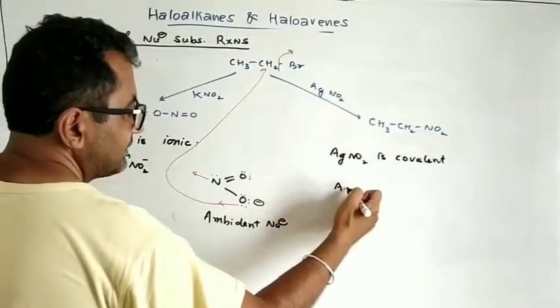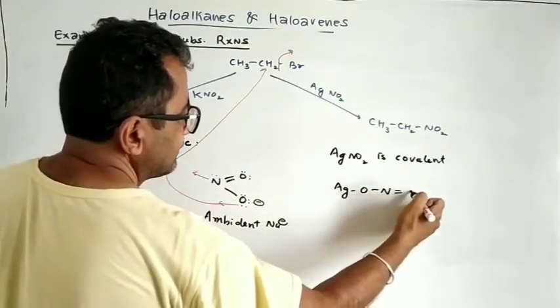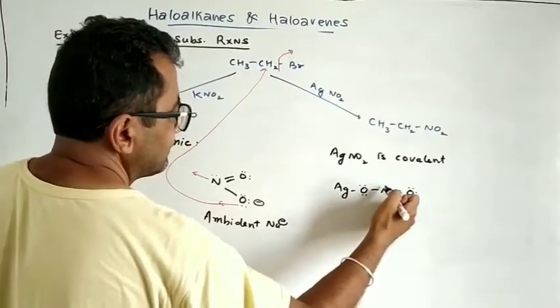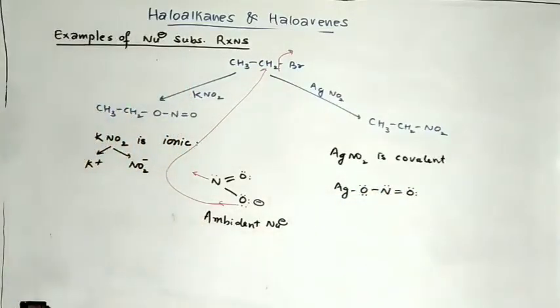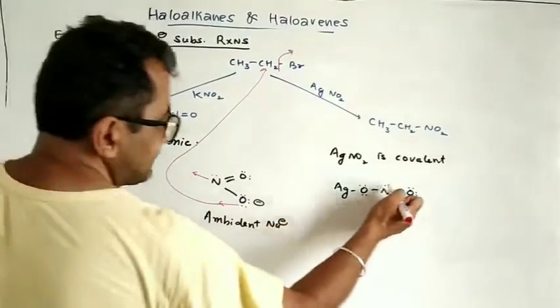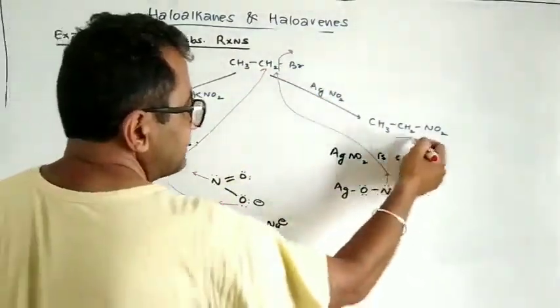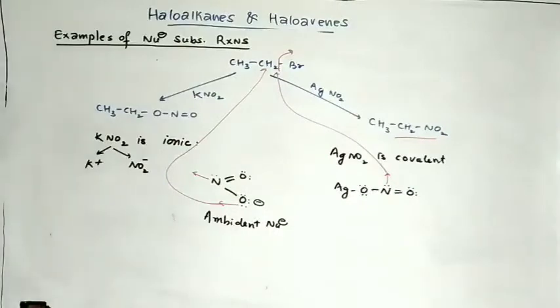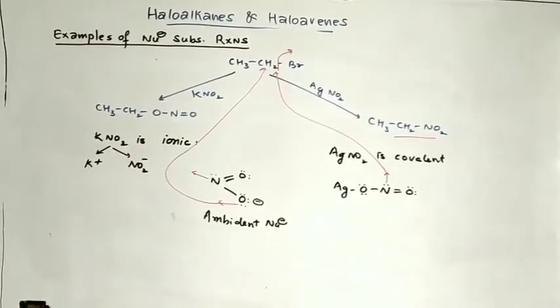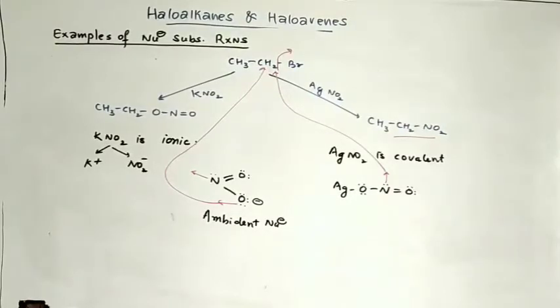Okay, it's covalent. Its structure will be like this. Now, here is only one atom which can donate its pair of electrons, that is nitrogen. So this is a nucleophilic center. It will attack here to produce this. So this is the reason why when we take alkali nitrites like KNO2 or NaNO2, we get alkyl nitrites, and when you react with silver nitrite, you get a nitro compound.